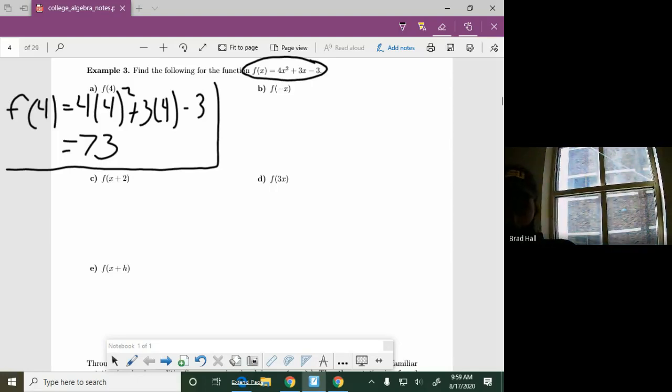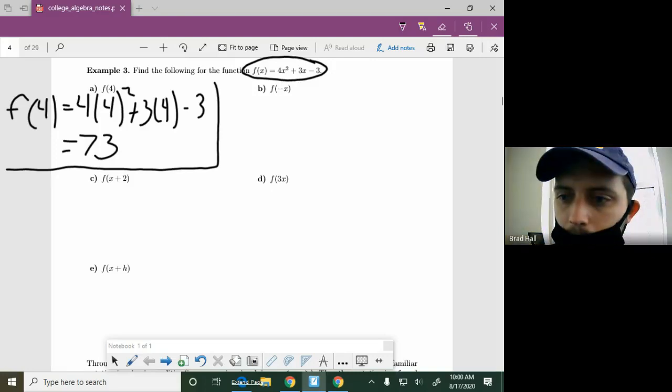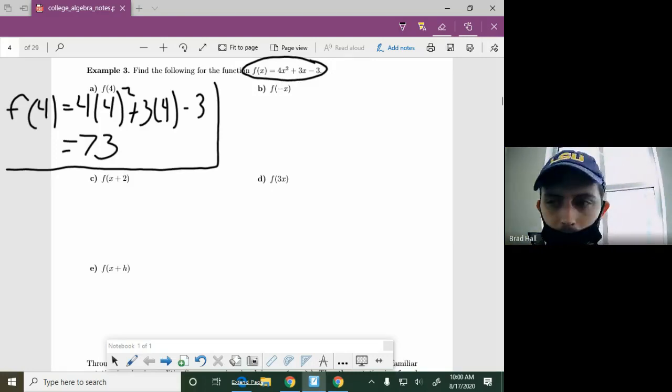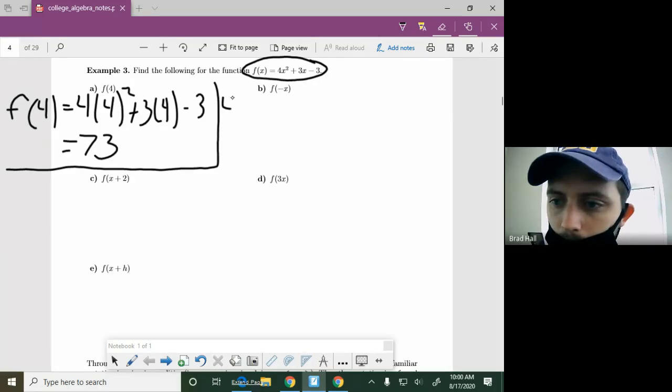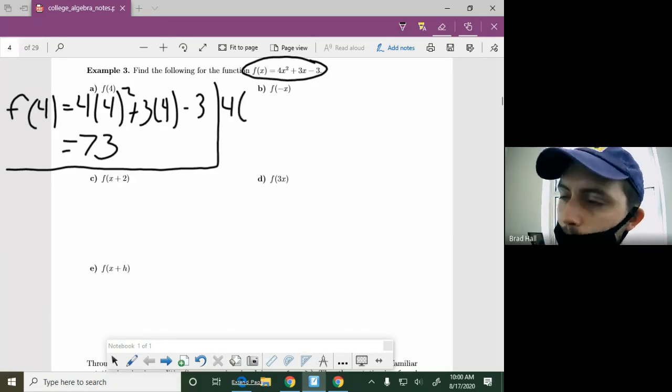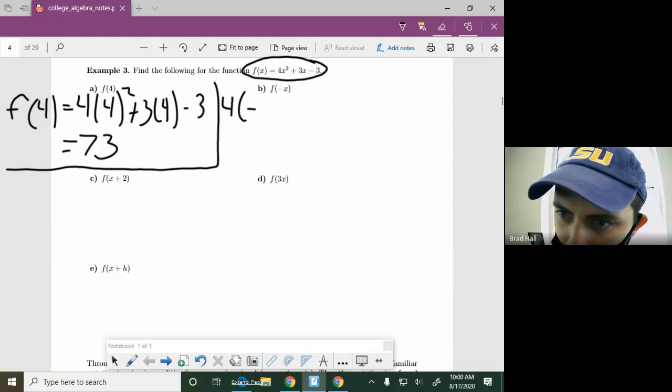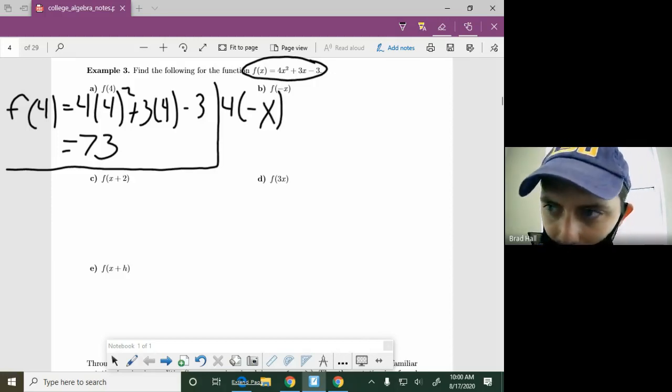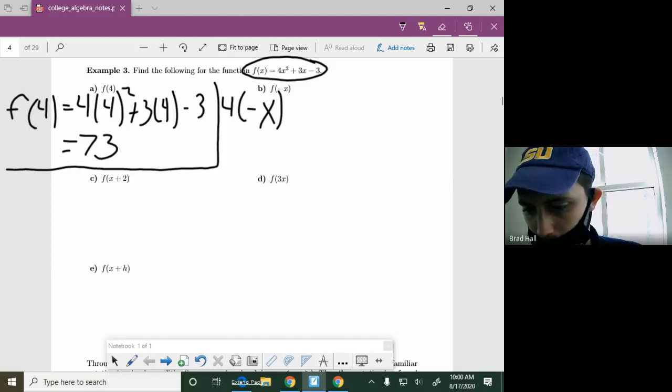F of negative x, okay, well, it starts off a little weird because, well, it's not f of a number. What do we do? We just give up? So what did we do when there was a 4 there? We plugged in 4 for every x. So let's try and apply that same process. So that circled function that I had, every place I see an x, I am instead going to put negative x. Why negative x? Because I see a negative x there.